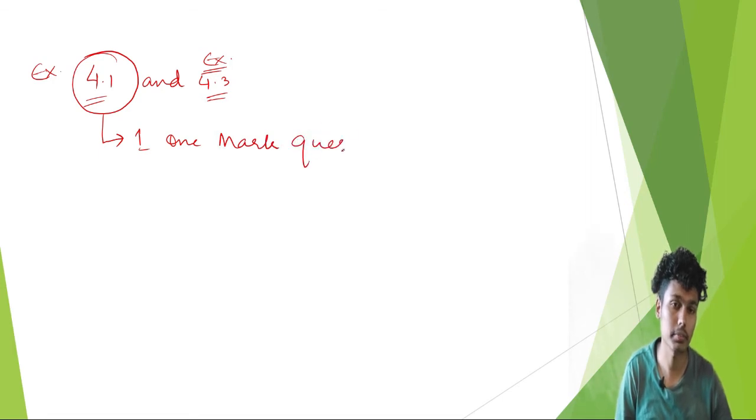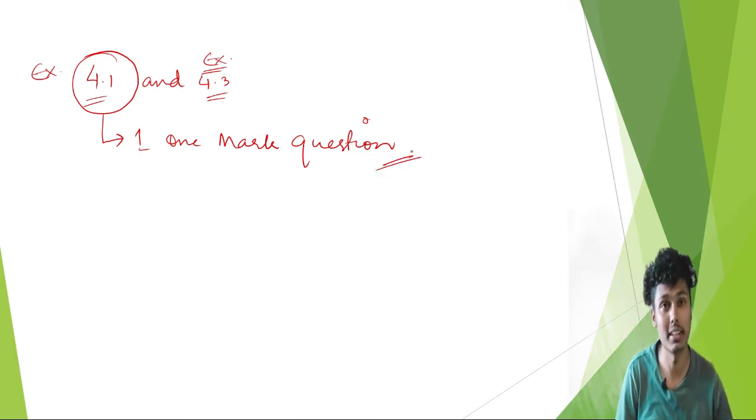1 mark questions by giving options, like choose-the-correct-answer type questions. We'll discuss which questions they usually ask. We are going to discuss the questions too.